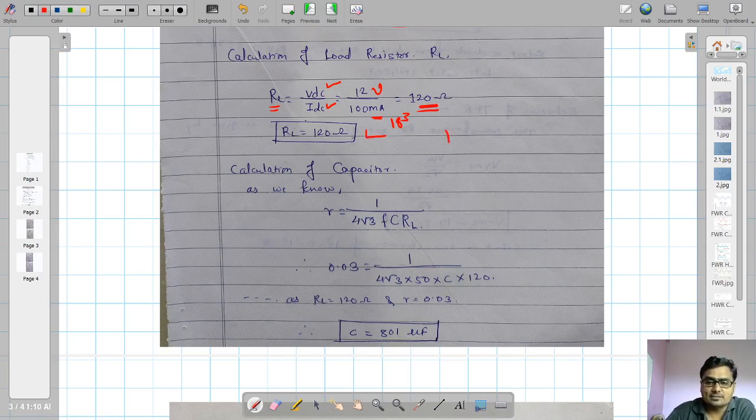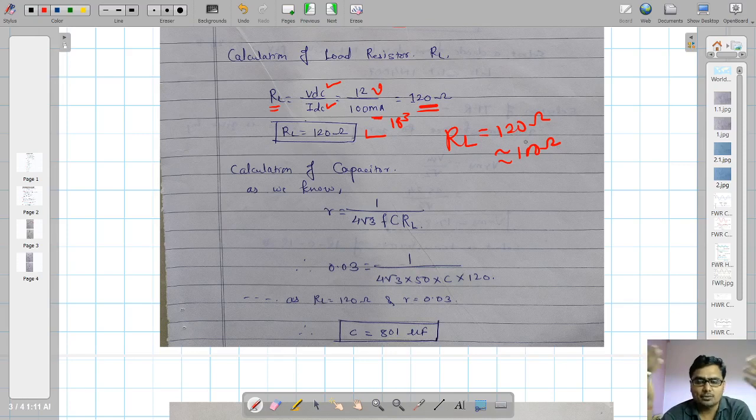You can select load resistor RL equal to the nearest value of 120 ohm. If 120 is available, select 120. If it is not available, you can select 100 ohm, no problem at all. This is the calculation for the load resistor. Isn't it so simple? Load resistor is equal to load voltage divided by load current.